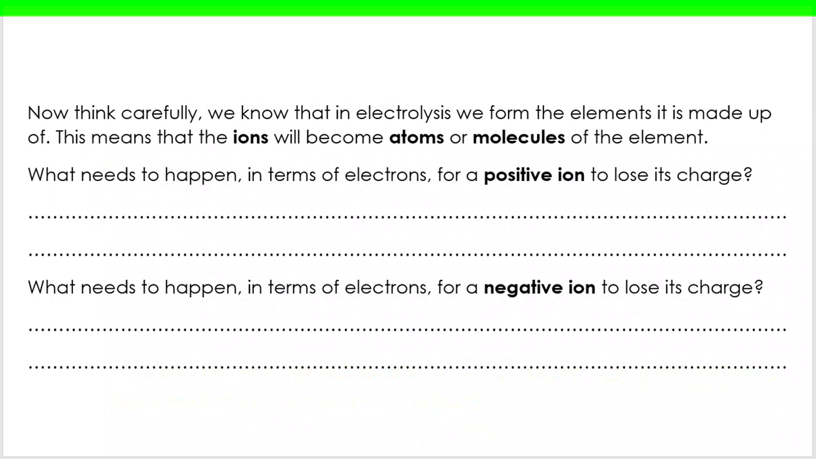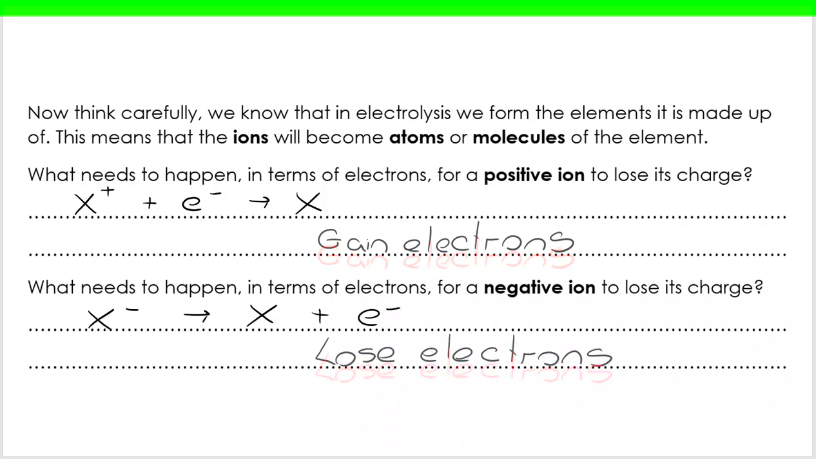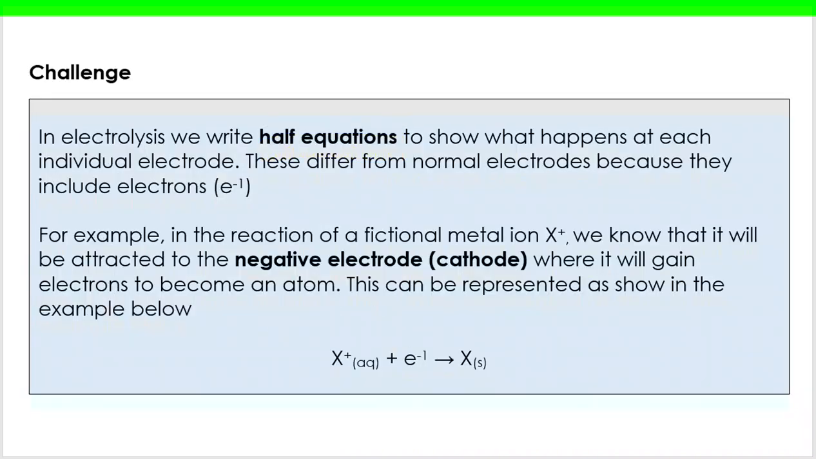And this takes us right the way back to atomic structure and bonding. What needs to happen for a positive ion to lose its charge? Well, let's put it into half equation form. To go from X+ to X, I need to gain an electron. So positive ions gain electrons to lose their charge. The reverse is true for negative ions. They will lose electrons. My X- has become X, having lost this electron.